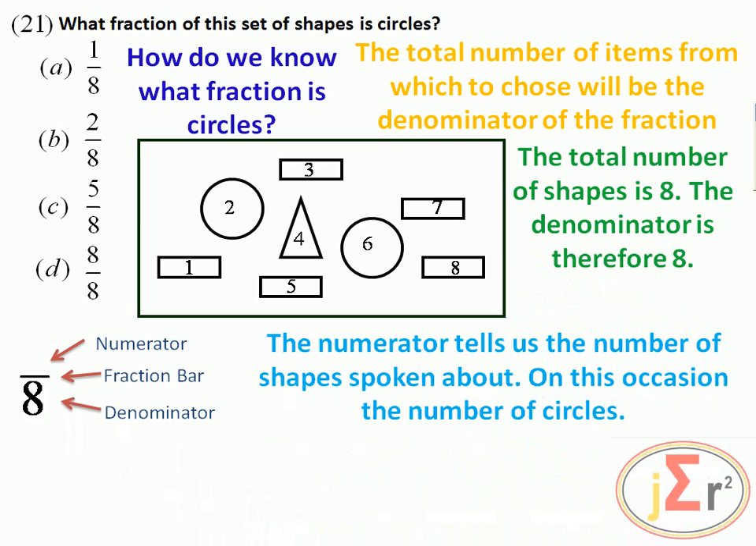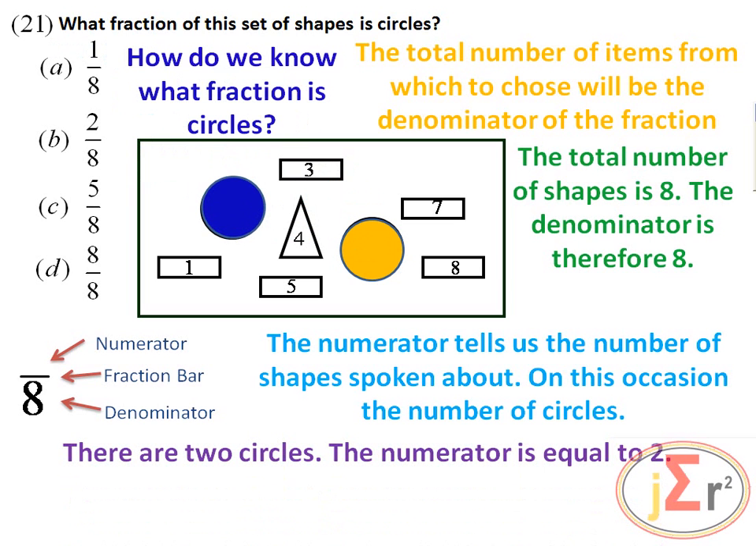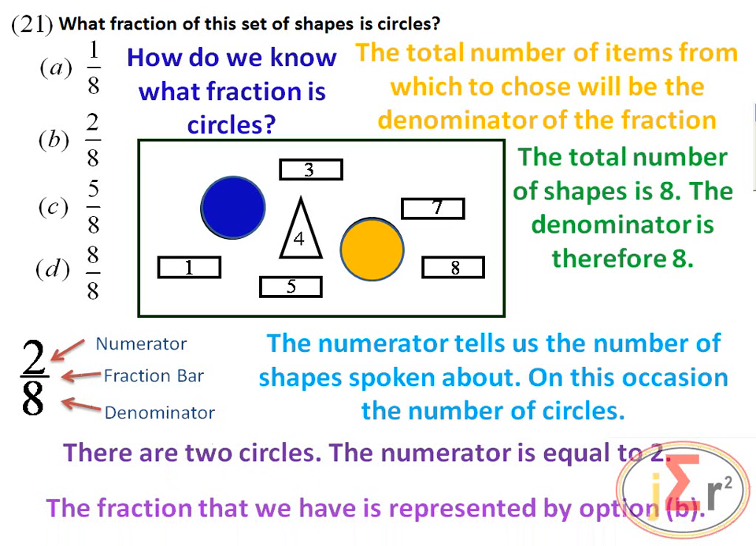The numerator tells us the number of shapes spoken about. On this occasion, the number of circles. We are required to tell what fraction of this set of shapes is circles, so the circles are the shapes that are spoken about, and that will be our numerator. How many circles do we have there, Jerry? 2. We only have 2. There we have them, 2 circles. The numerator is equal to? 2. Right, so the numerator is equal to 2 for those 2 circles. The fraction that we have is represented by option B, which is 2/8.